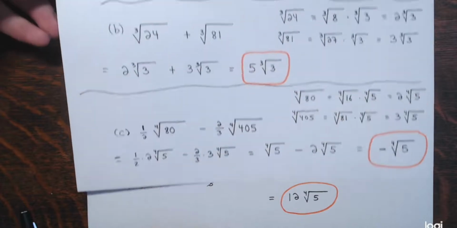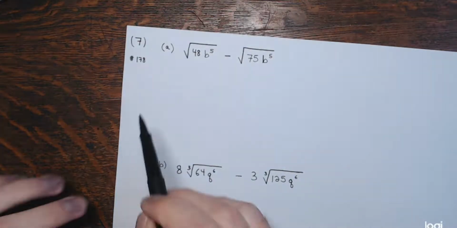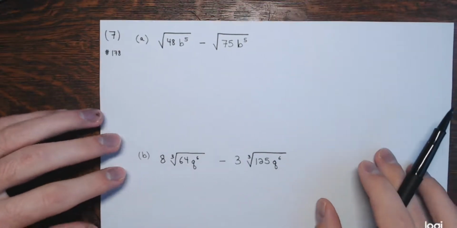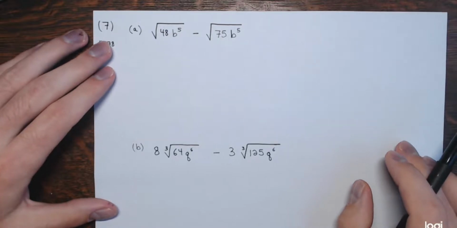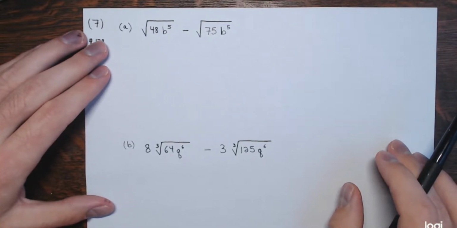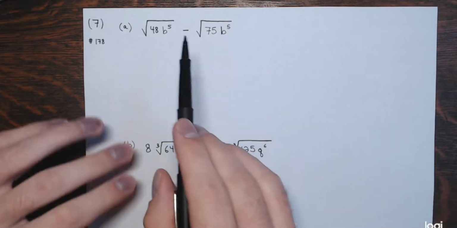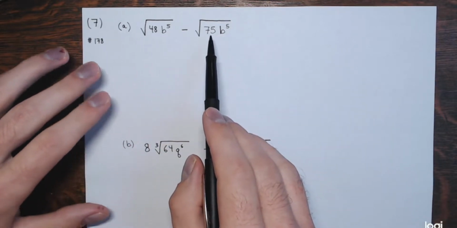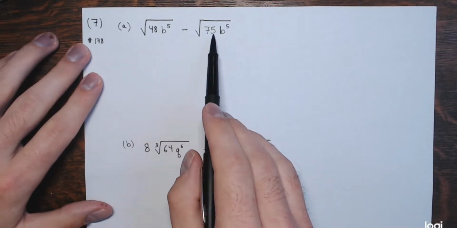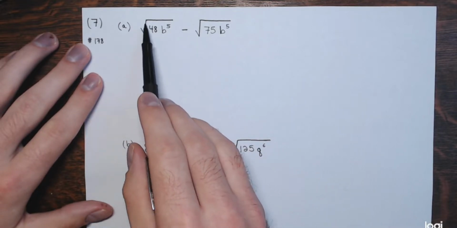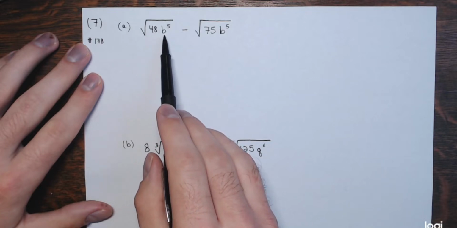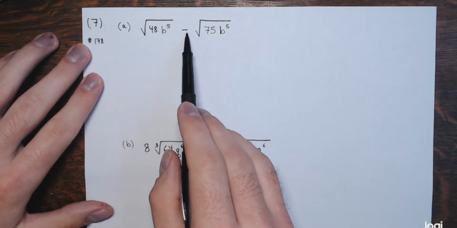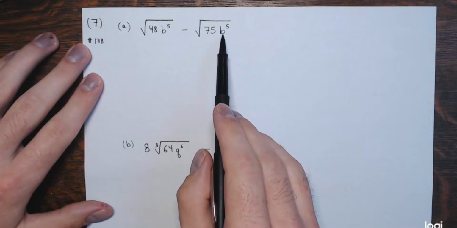So we're now on question 7, which corresponds to exercise 178. And same deal, but this time with variables involved. The radicand now has variables. But the same thing, part A, we have the square root of 48b to the 5th minus the square root of 75b to the 5th.